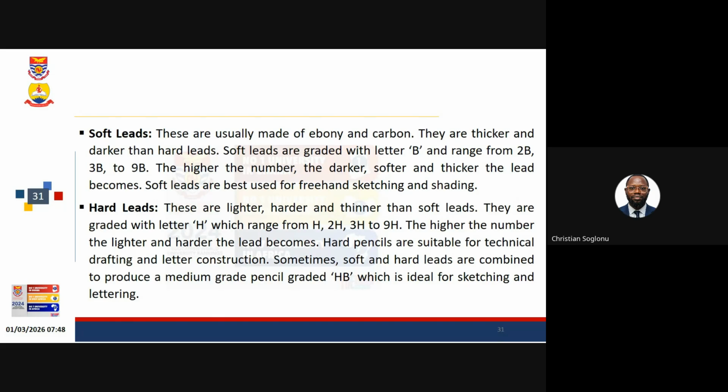All you need is to exert a little pressure, then you get your dark tone, compared with the hard lead. With the hard lead, you have to exert more pressure on the pencil before you can get a dark tone, but the dark tone would not compare to that of the soft lead. So that is one of the characteristics of the soft lead. It gives dark tones.